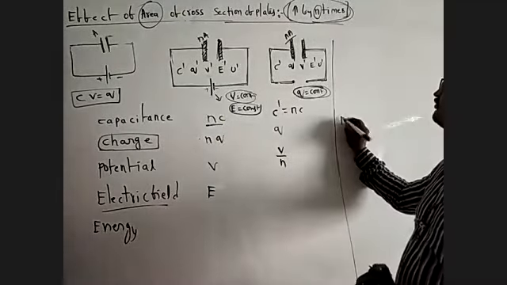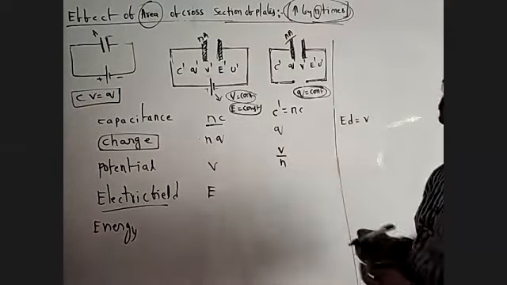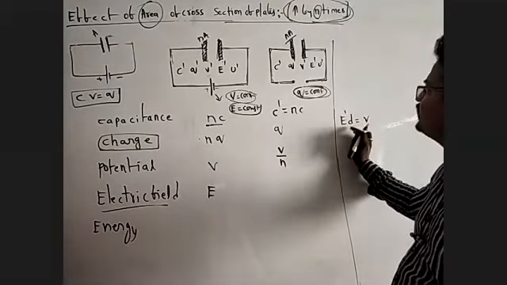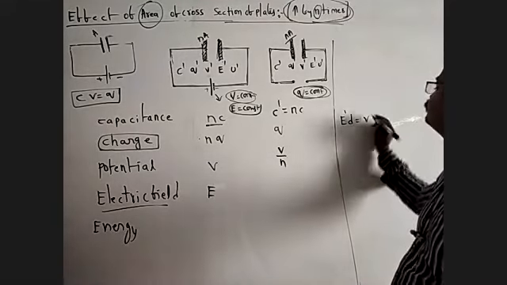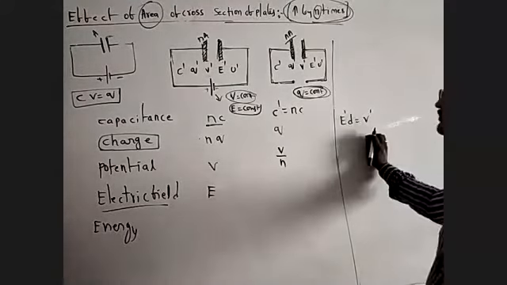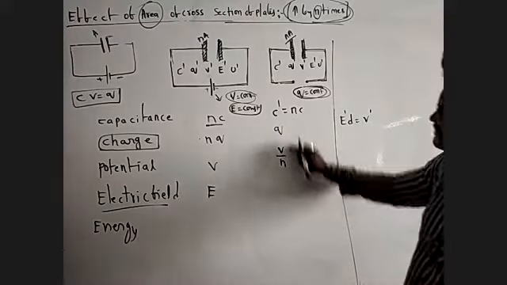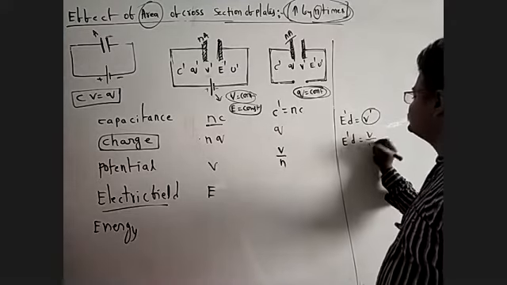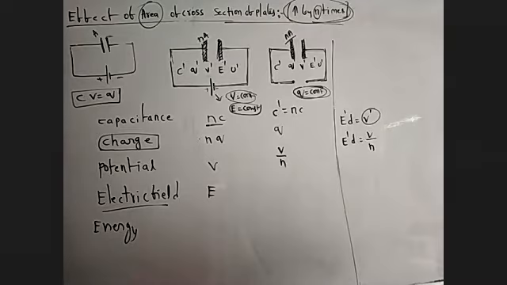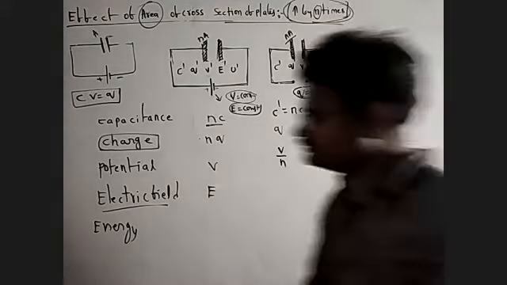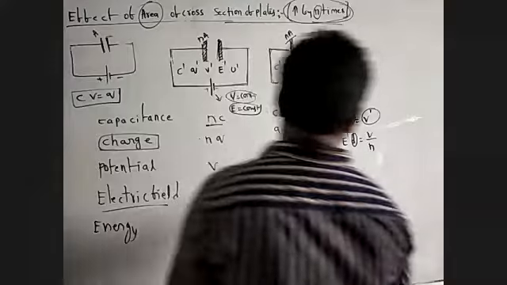So what is the relation? We have the relation ED is equal to V. This is the formula. So E dash and d, and V is not constant in this situation. This is V dash. So what is the V dash here? E dash times d is equal to V dash, and V dash is V by N. Here d is constant. So what is the value of E?